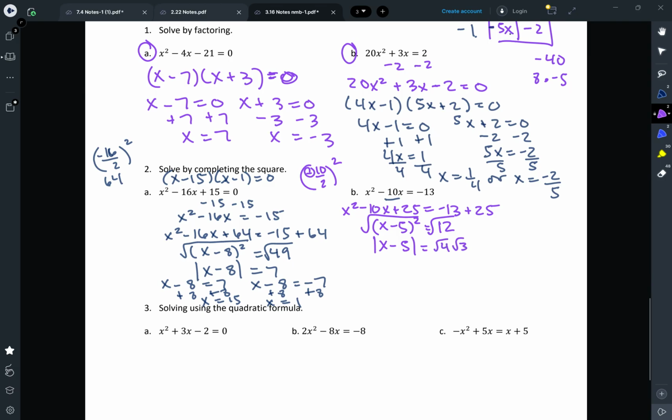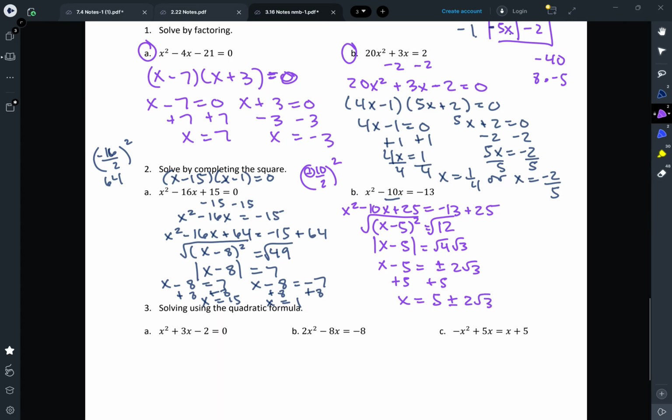So at this point I could write my two different equations, but I'm recognizing that all I'm doing is really simplifying the square root. And so I'm going to write it as x minus 5 equals plus or minus 2 root 3. Then I'm going to add 5 on both sides, because all I'm really doing is getting x by itself. I'm not really adding 5 and 2 root 3. I'm just writing 5 plus or minus 2 root 3.